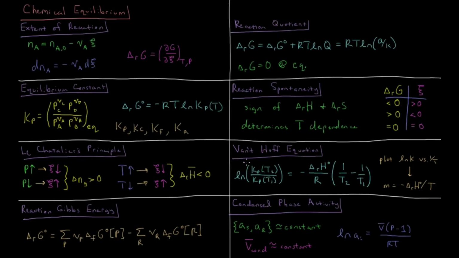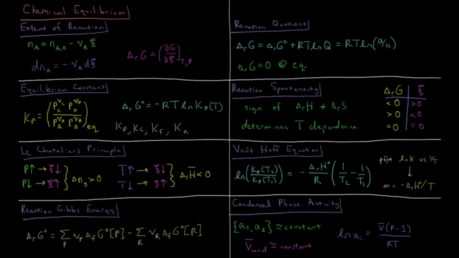We can then determine how the equilibrium constant changes with temperature by using the Van't Hoff equation, which came from the Gibbs-Helmholtz equation. It says that the natural log of the equilibrium constant at temperature 2 divided by the equilibrium constant at temperature 1 is equal to the negative standard enthalpy change of reaction divided by the gas constant times 1 over temperature 2 minus 1 over temperature 1. The standard enthalpy change of reaction is just equal to the amount of heat that is absorbed or released by the system during the reaction.